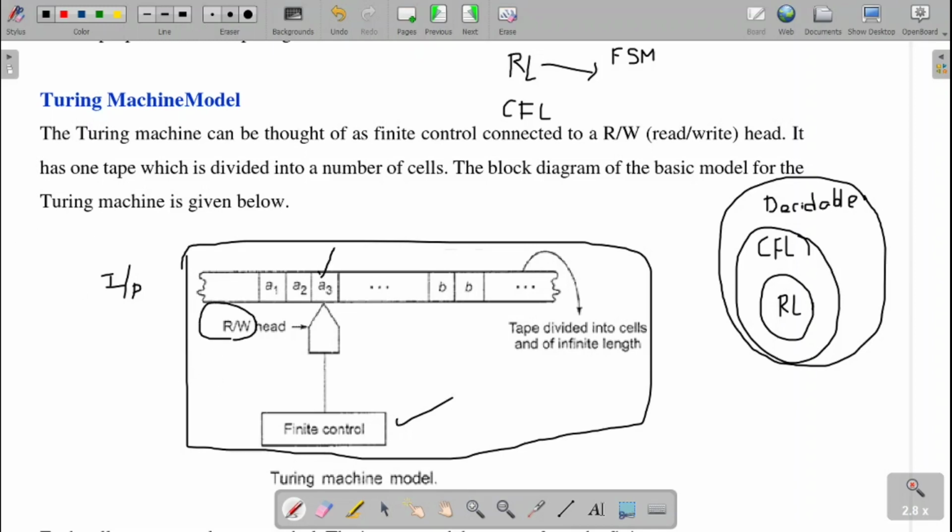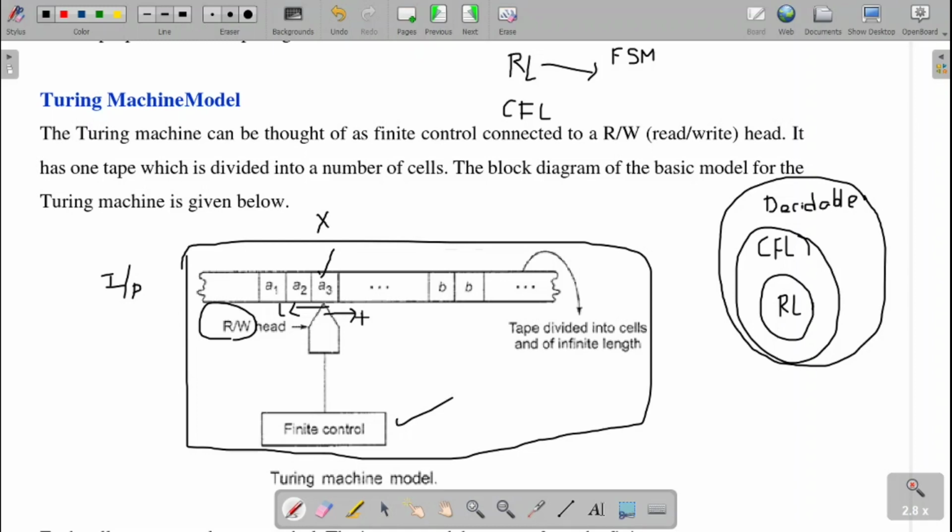Here, if you observe, A3 is below our read-write head. That is, the read-write head is pointing at A3. We can perform any operation for this A3, like I can replace this A3 with some other symbol, let it be X. Then I can have the left movement, or I can have the right movement. So both movements are allowed.